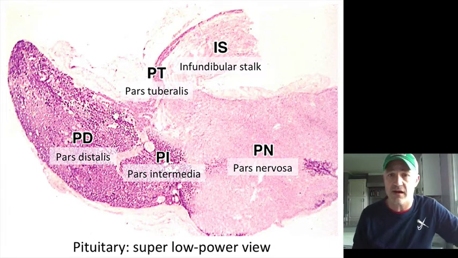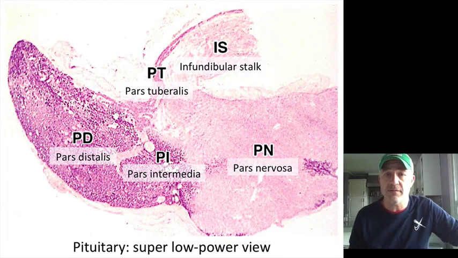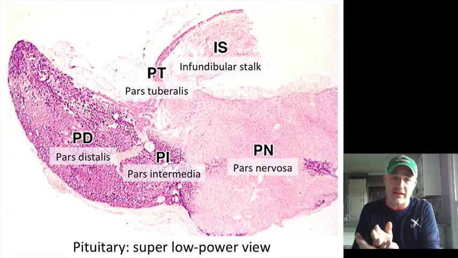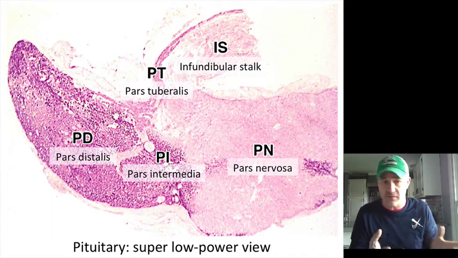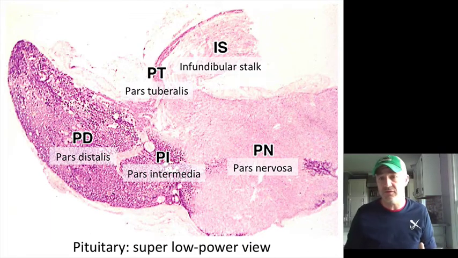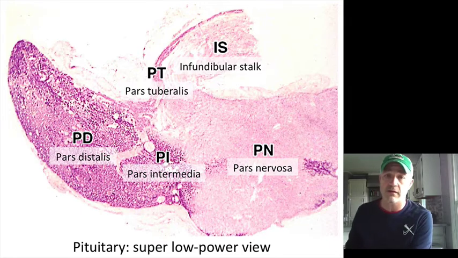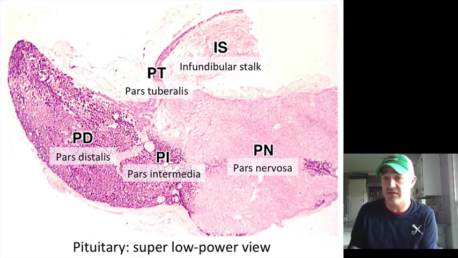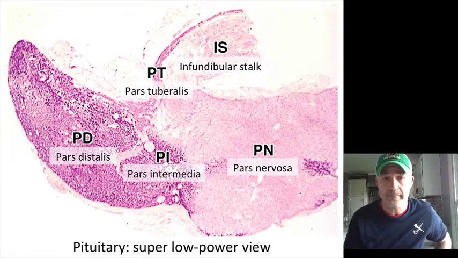You can see the stalk is really the combination of the pars nervosa and the tuberalis going up. You can see the pars intermedia is that dividing line, and then, like I said, the pars distalis is really the main body of the anterior pituitary, where we call the posterior pituitary the pars nervosa. Again, mainly nervous tissue, hence its name.